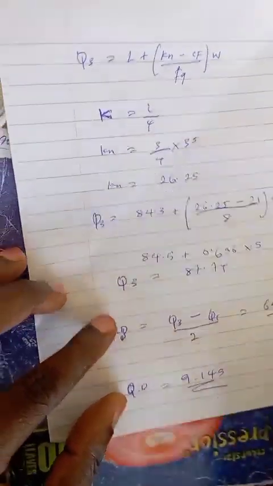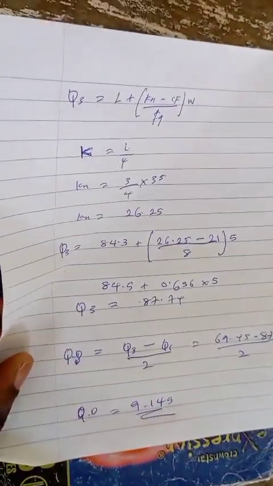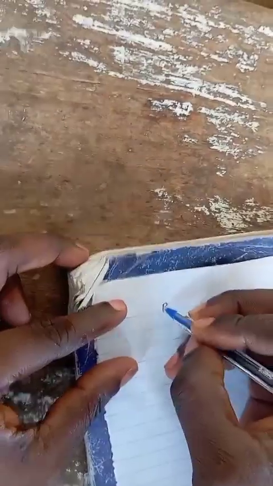9.145. So this is our QD. Now we have solved for the first quartile, the third quartile, and the semi-interquartile range. Now we have to solve for the 10th and the 90th percentile. The formula for the percentile is given by P. Let's start with the 10th percentile.